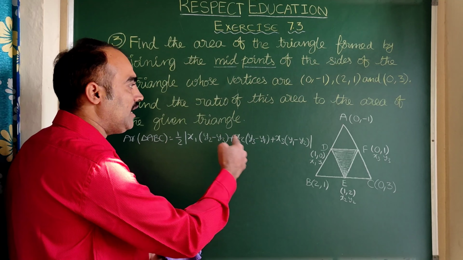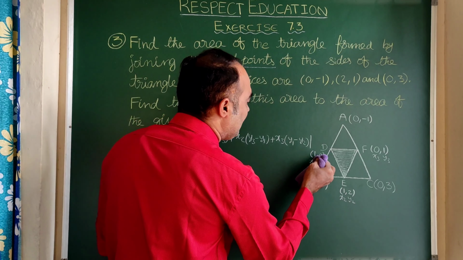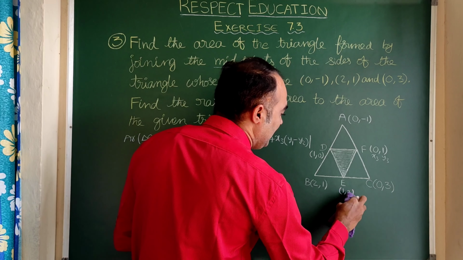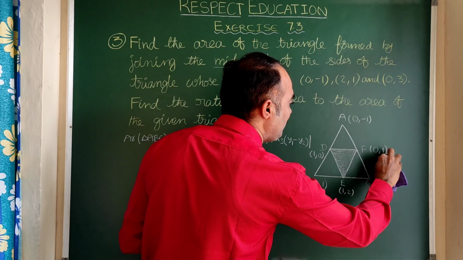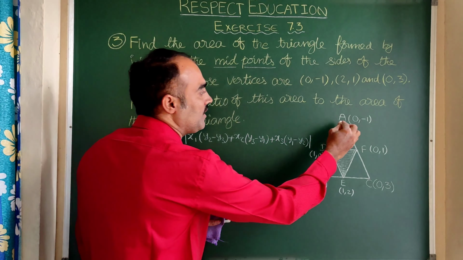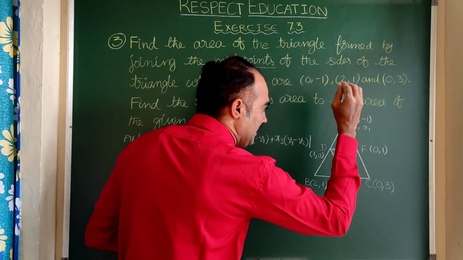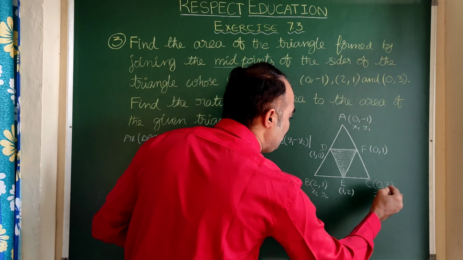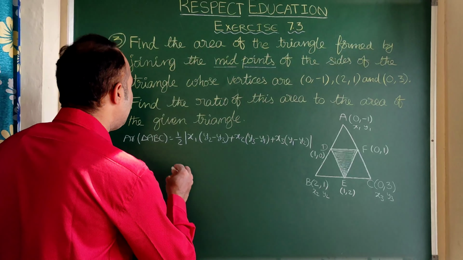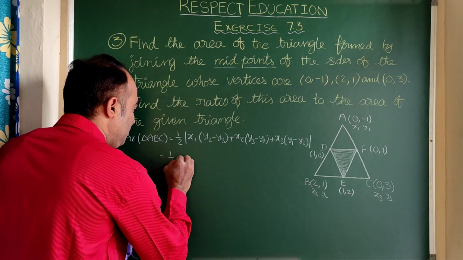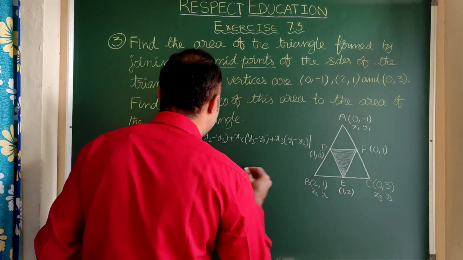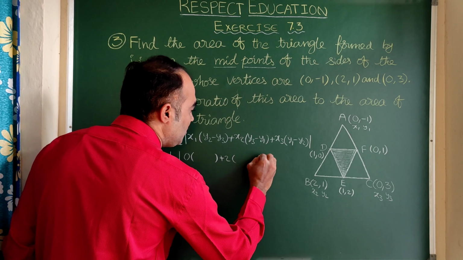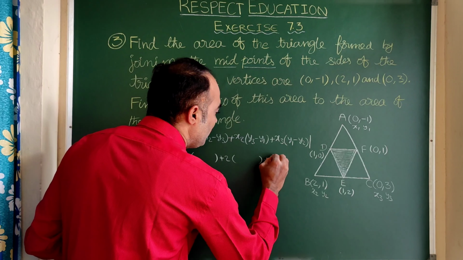Here, as we are finding the area of triangle ABC, let us change the earlier labeling. x1, y1 earlier was given to D, x2, y2 is for E, x3, y3 is for F. Now we are going to give x1, y1 to A, x2, y2 to B, x3, y3 to C, because we are finding the area of triangle ABC. Let us substitute the values here. 1 by 2 modulus, first I am writing the x1 value, that is 0 into, plus x2 value 2 into, plus x3 value is 0 into.